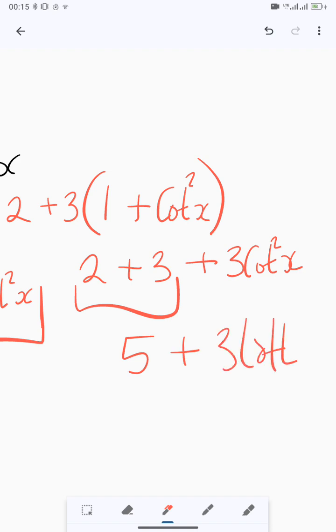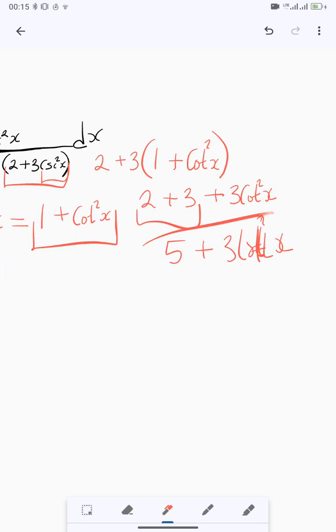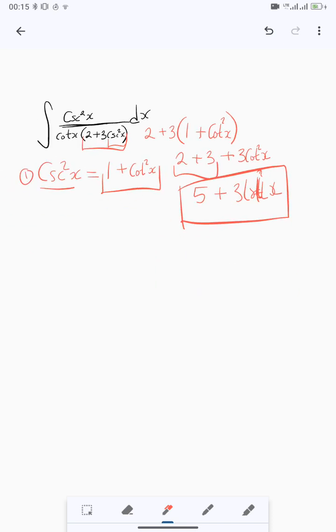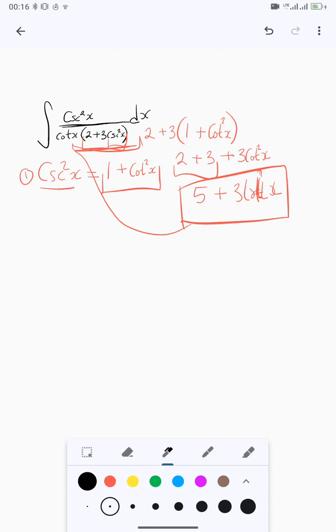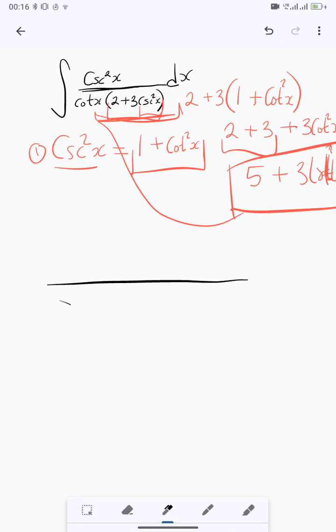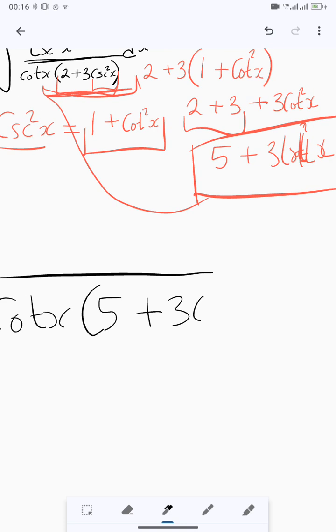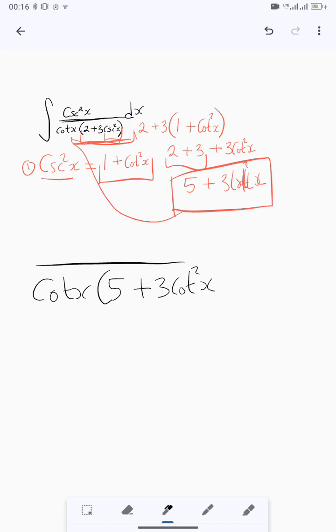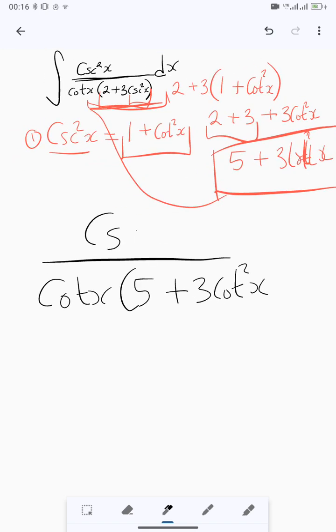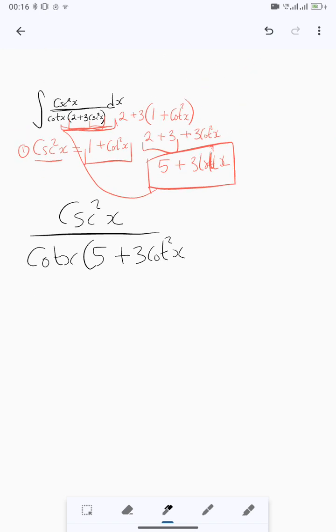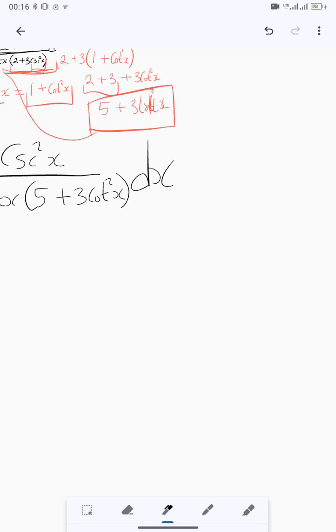So then maybe just to add, this will be 5 plus 3 cotangent x, no, just a single cotangent x squared. So I will be replacing this with everything here. So maybe just to rewrite our question with our black marker, I'll be having cotangent x, and then everything else, that's 5 plus 3 cotangent squared x, and then remember we have cosec squared x here, and then dx. So yes, I can see that our question is simplified.